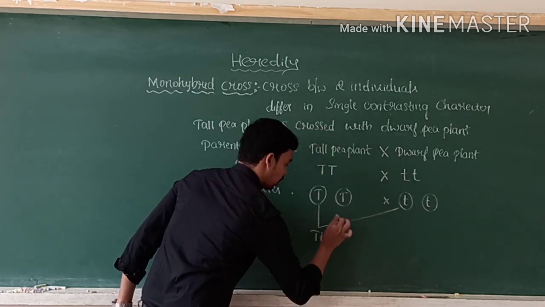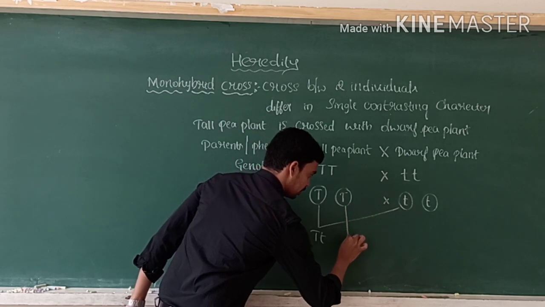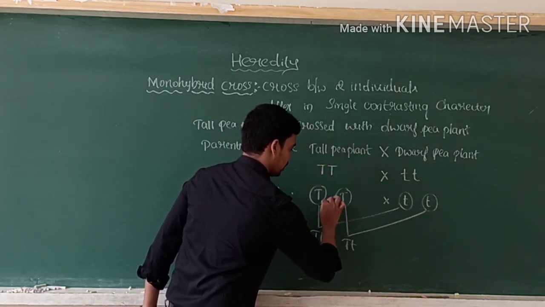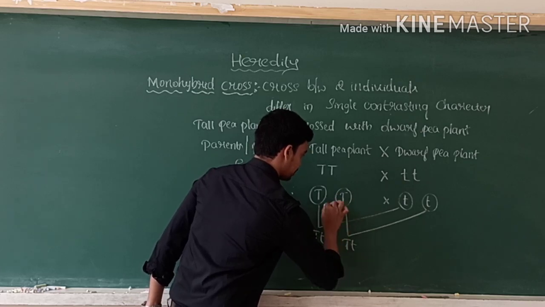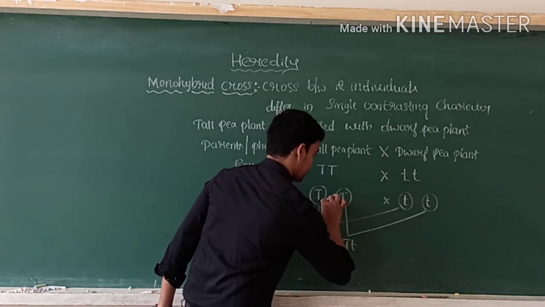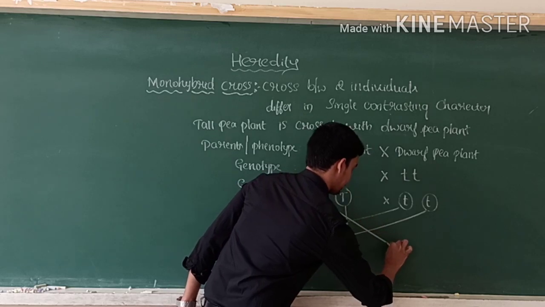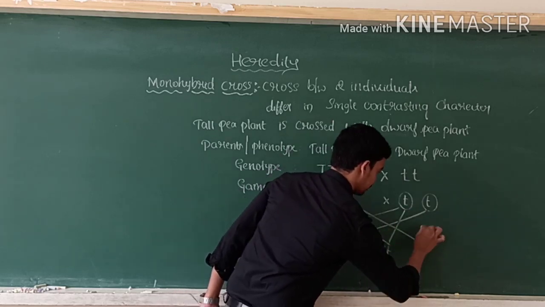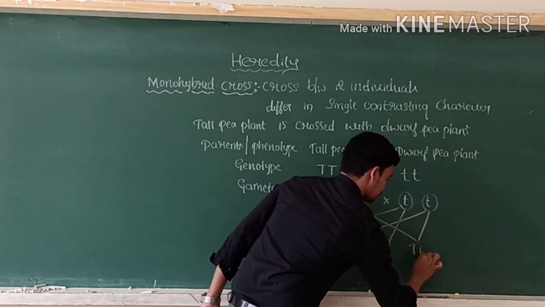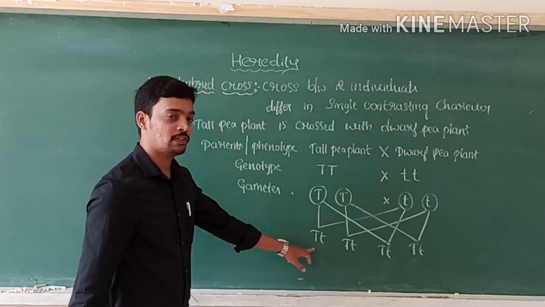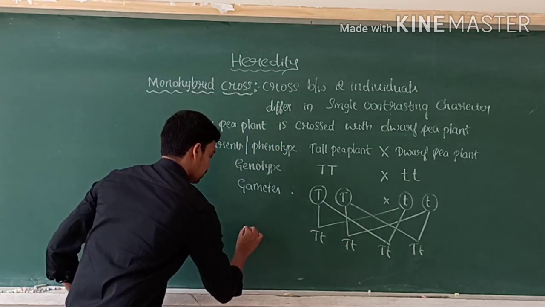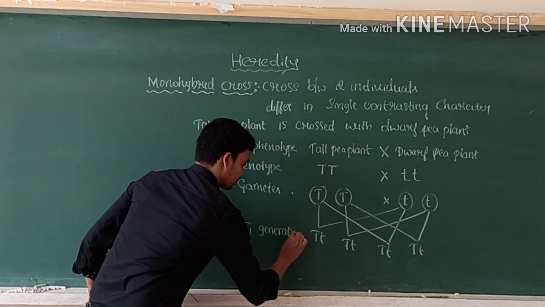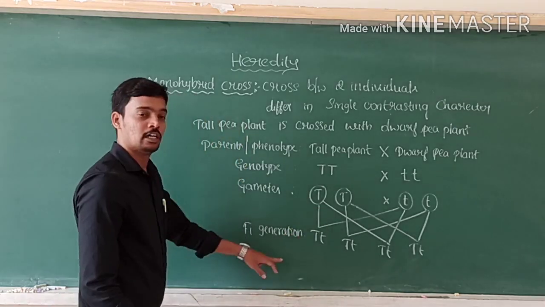Capital T, small t, and next capital T, small t, next capital T, small t, capital T, small t. Okay, these are the progenies that occur in the F1 generation. This is the F1 generation, the filial one or first filial generation.